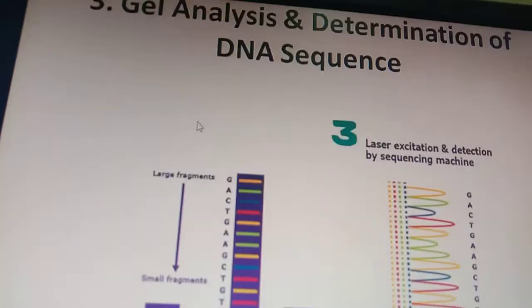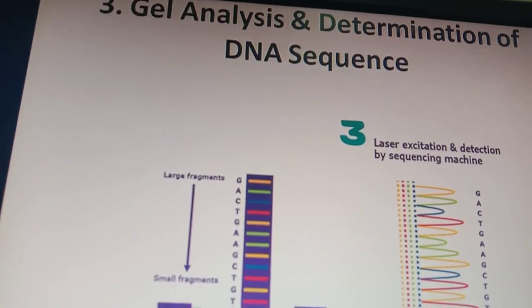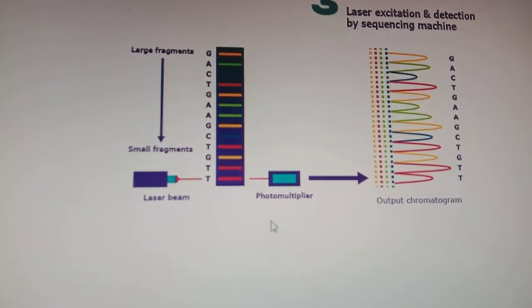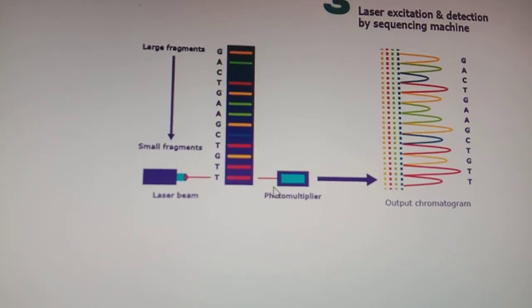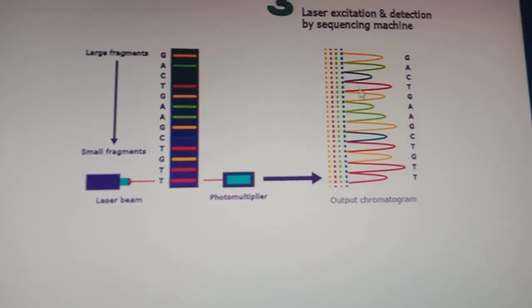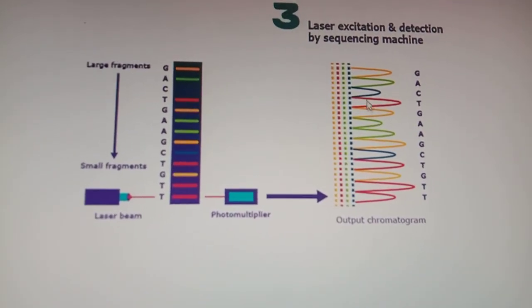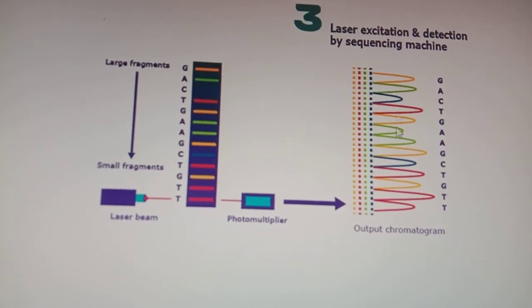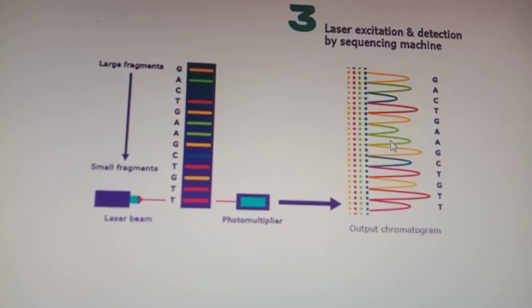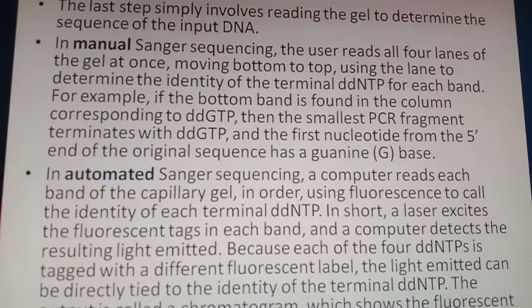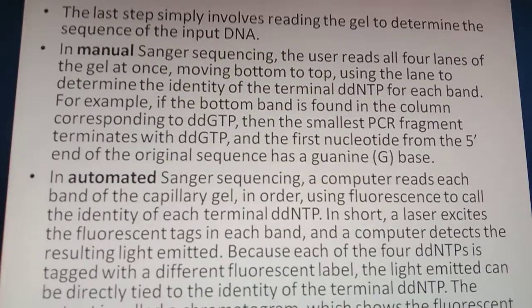In the third step, gel analysis and determination of the DNA sequence occurs. The sequence separated here will be read by the photomultiplier, and the sequence is developed based on the signals emitted. You can see the fluorescent signals here. These signals will be decoded into a new sequence, and the sequence is determined.